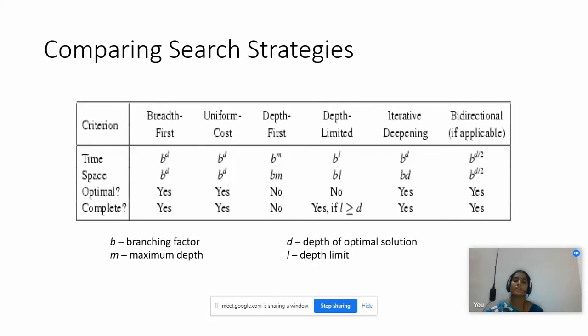So these are some of the comparisons, some of the parameters which we compared for the existing uninformed search strategies. Thank you students for your patience. In the next class we will discuss what the informed searching strategies are, what heuristic functions are, and what the advantages of informed search strategies are when compared to uninformed search strategies.